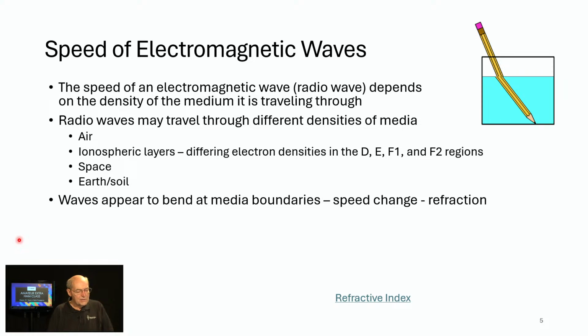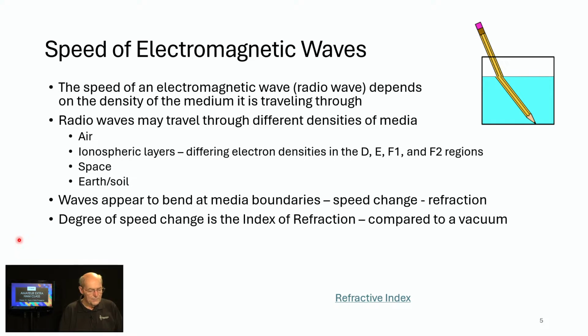So waves appear to bend at media boundaries. That's because of the speed change. It's due to refraction. And the degree of speed change is in reference to what's called the index of refraction as compared to a vacuum, or speed in space.